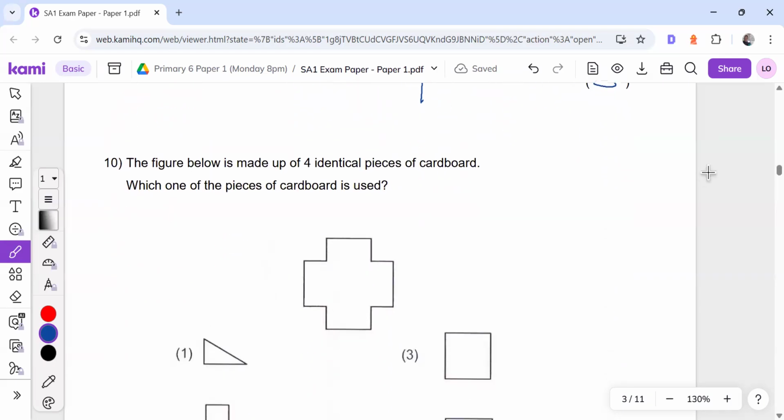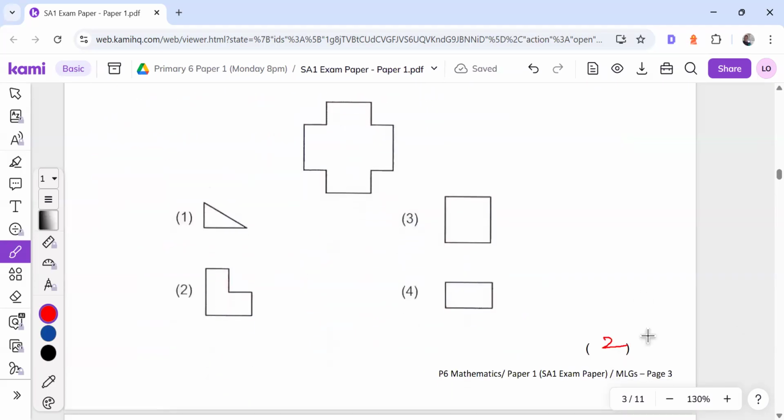Question number 10. All right, question number 10 is a PSLE question. Already some of the questions that we have gone through are also PSLE questions. All right, this is also another one. So what answer is that? Answer number 2. Did you get it correct?